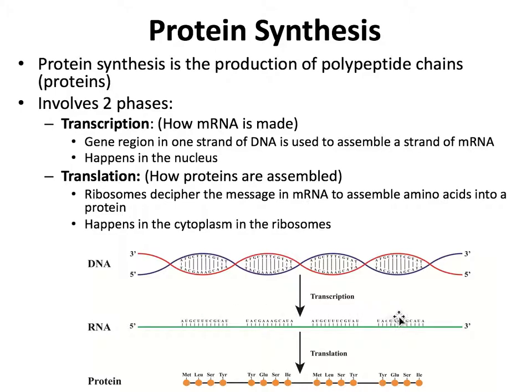Then that mRNA is taken to the cytoplasm, to the ribosome, where it's deciphered and translated into a protein. So this process of transcription is how mRNA is made, and it takes place in the nucleus. And the process of taking the mRNA and translating it into protein is called translation, and this takes place in the cytoplasm in the ribosomes.